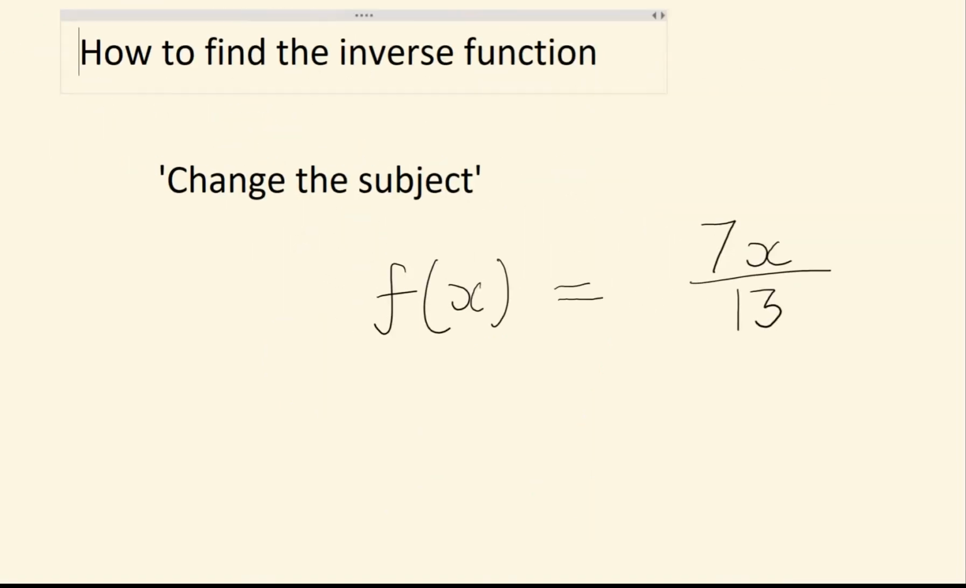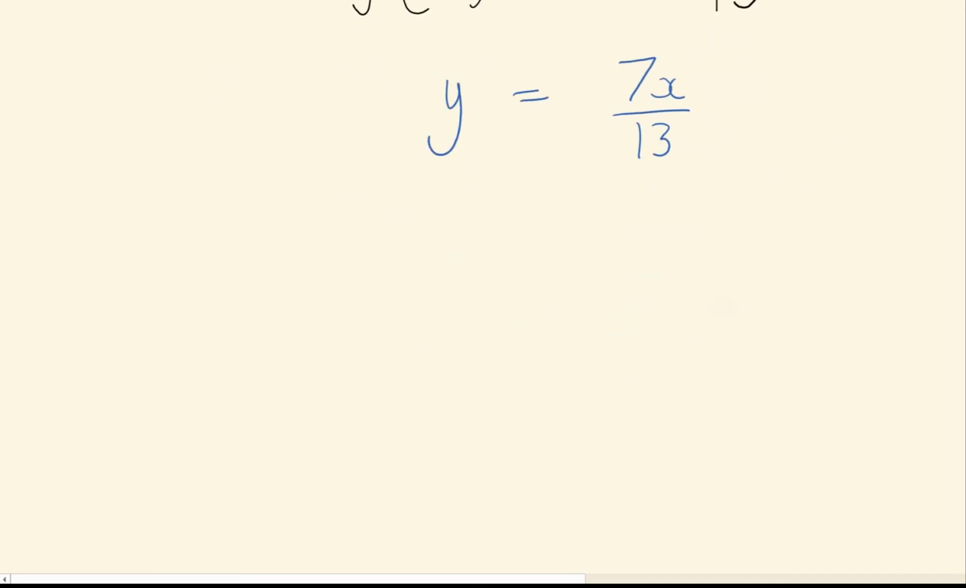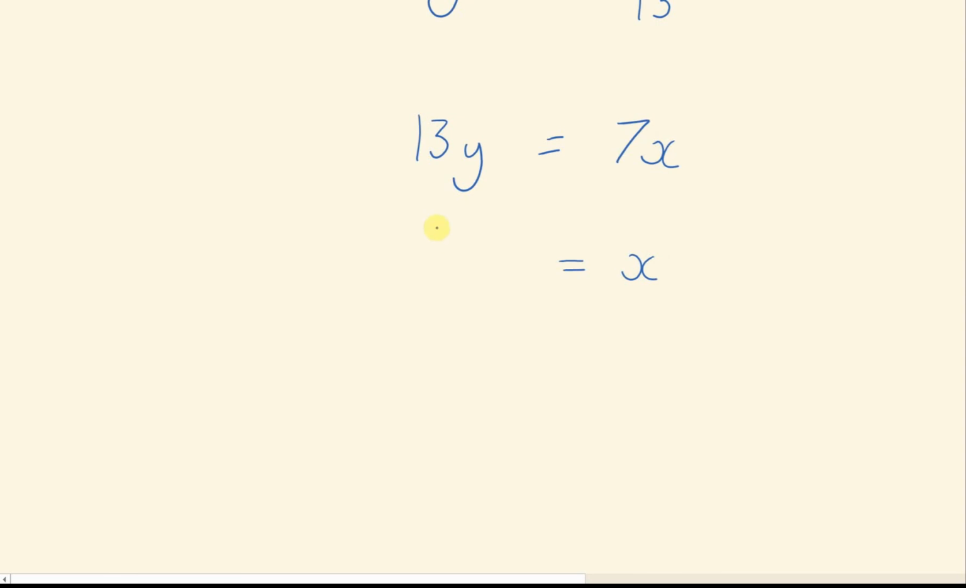Let's try it again. Again, we're not getting too hard right now. So changing the subject. First step, just to make it a bit easier, we're going to replace the f of x with a y. Next, you want to get x by itself. So first, the opposite of dividing by 13 will be times by 13. So 13y equals 7x. And then the opposite of times by 7 will be dividing by 7. So x will equal 13y over 7.